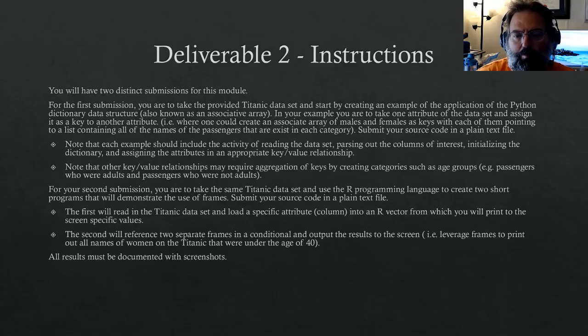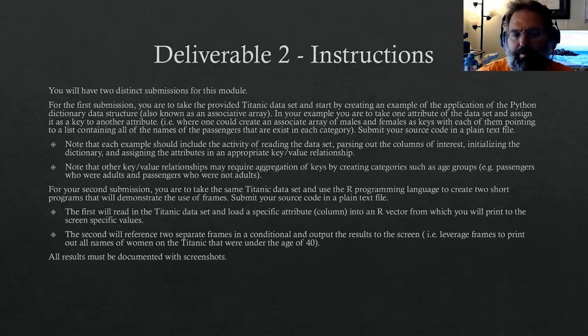In your example, you're to take one of the attributes of the data set and assign it as a key to another attribute, where one could create an associative array of males and females as keys. So you'd have a key that is male or female, pointing to a list containing the names of the people in that category. In the dictionary, I have male and female, 2 keys, and if I do male, I get back a list of those that are male. Could even be 3 because there could be an NA in there, so unknown. And you get back the list of those that have that characteristic, right?